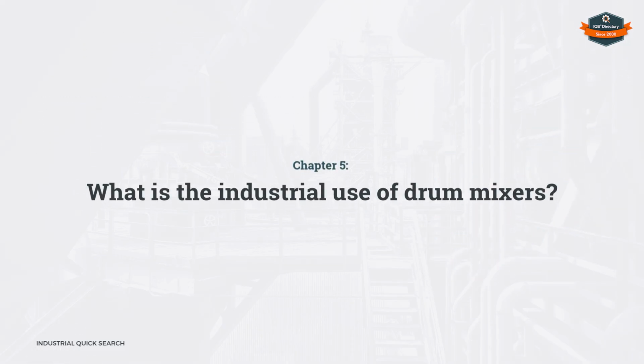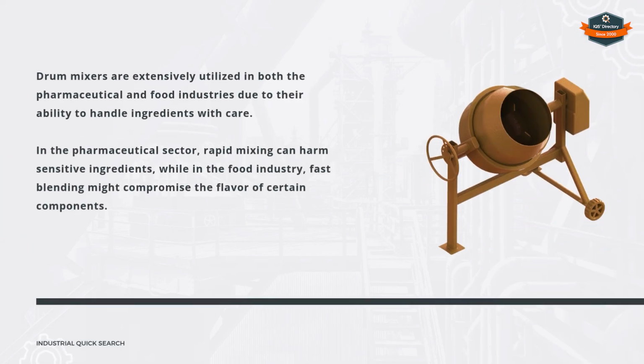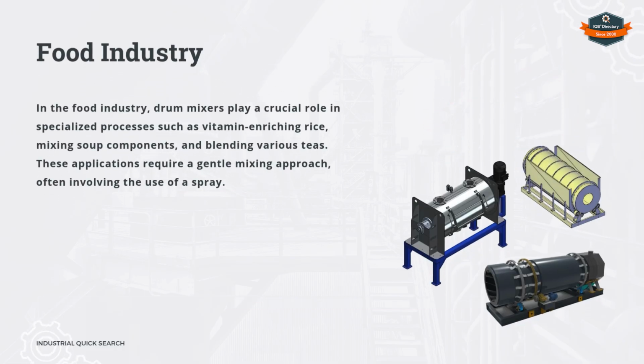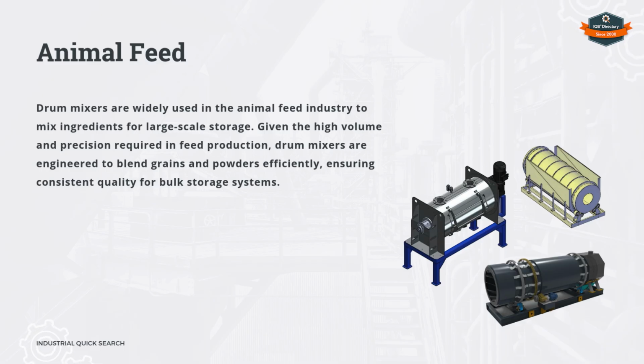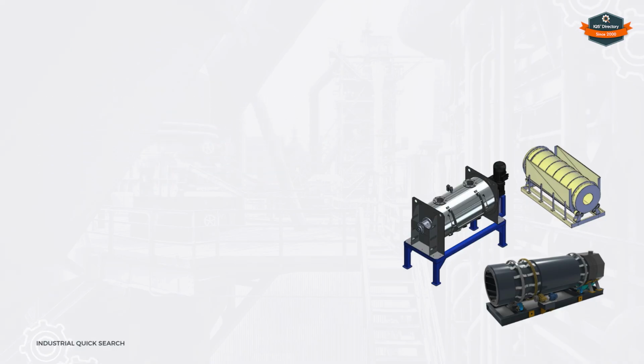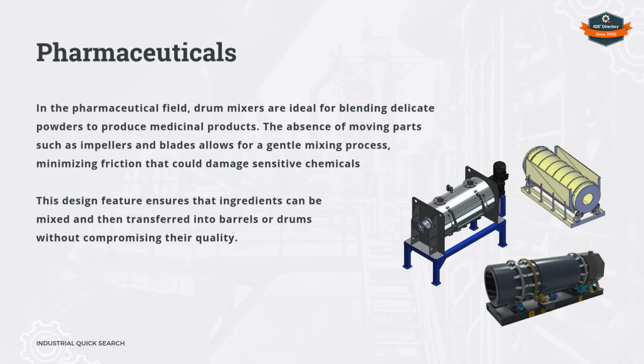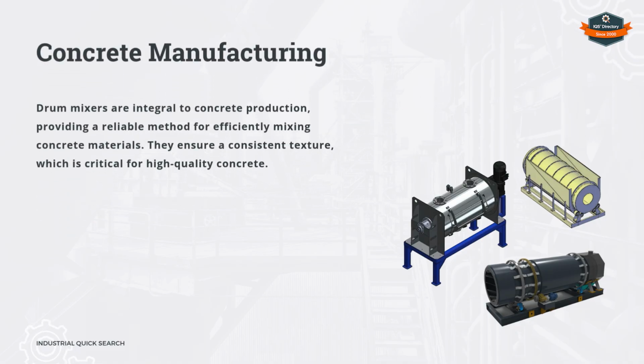Chapter 5. What is the industrial use of drum mixers? Food industry. Animal feed. Pharmaceuticals. Concrete manufacturing.